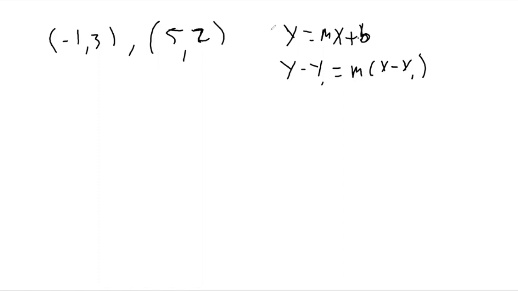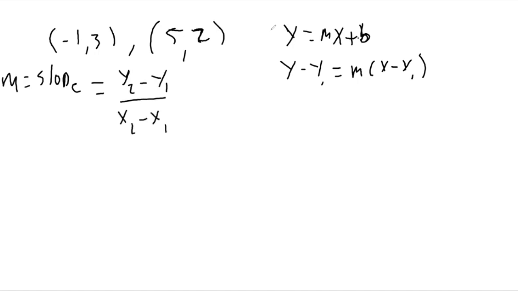So the first thing we might want to do is solve for m. What do we know about m? M is the slope. And so if we want to find the slope, we can take y2 minus y1 all over x2 minus x1. And so what these are, again, these are just coordinates from our points. The y's are always going to be the second coordinate on the point, and the x is always going to be the first.